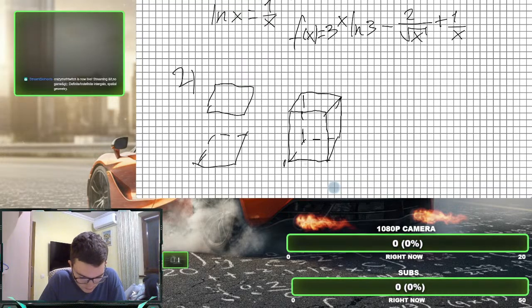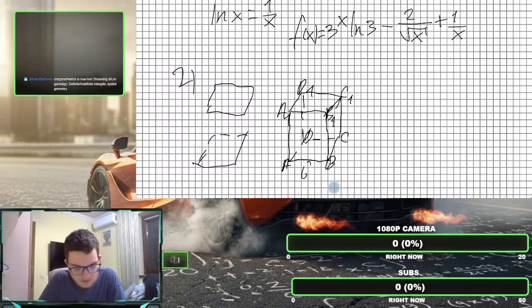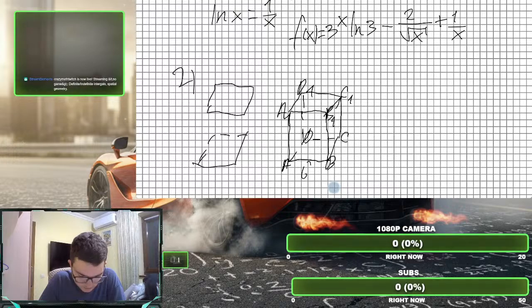Now you just note it: A, B, C, D, A1, B1, C1, D1, and basically a cube. AB is 6, and I want to find the area of the diagonal section of the cube, which should be this one, the area of this triangle.